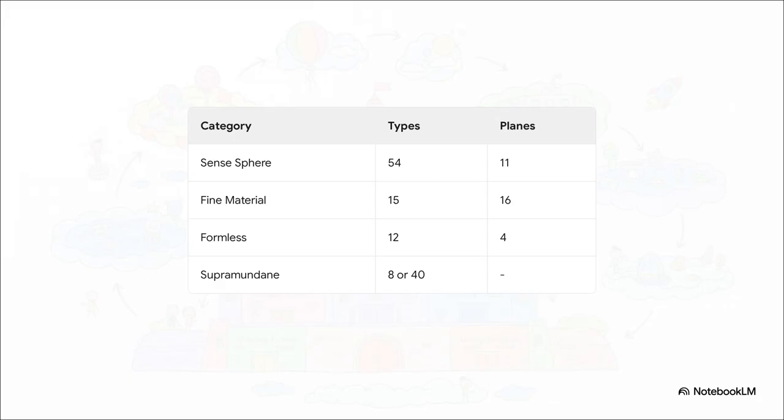Taking a macro view of the mind, the universe is neatly organized into 4 primary zones. You've got the sense sphere with 54 types of consciousness across 11 planes. Then you level up to the fine material sphere with 15 types, and the formless sphere with 12 types. Those are states of super deep meditation. Finally, you reach the supermundane, which breaks outside the planes entirely. But for today's gameplay, we're going to focus purely on that very first row, the sense sphere, because, well, this is where we live out our daily lives.